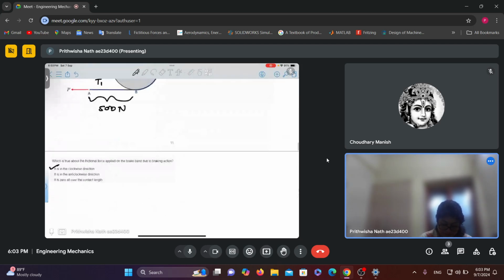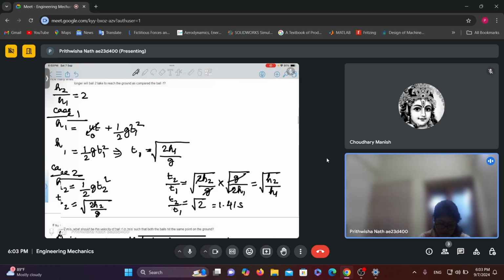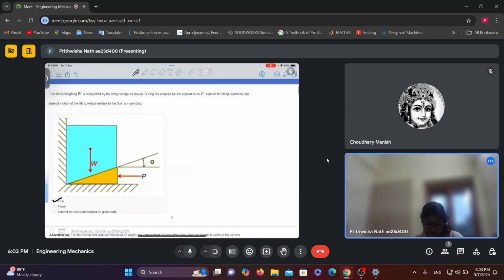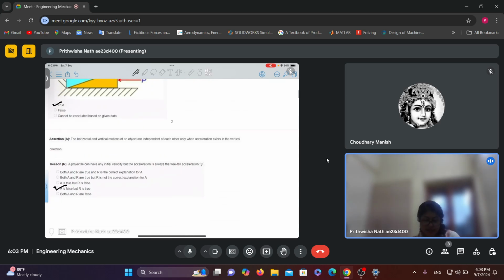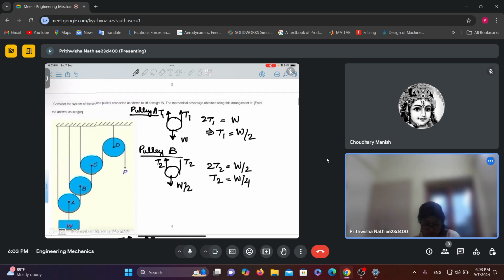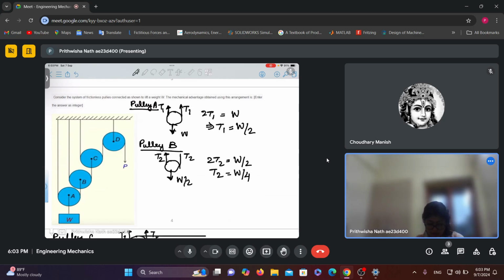So for this week, we discussed the following. The first problem was, during the analysis of the applied force P, the state of motion of the lifting wedge relative to the floor is impending. So this is true. And the second question is also simple. In the third problem, we had to find the mechanical advantage.